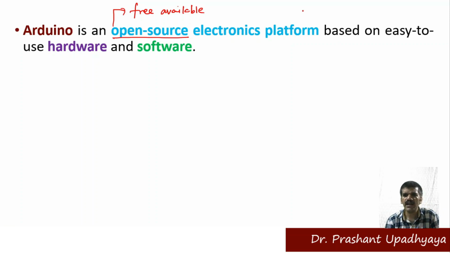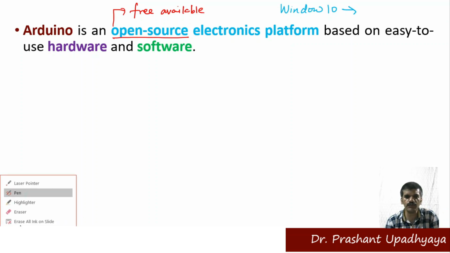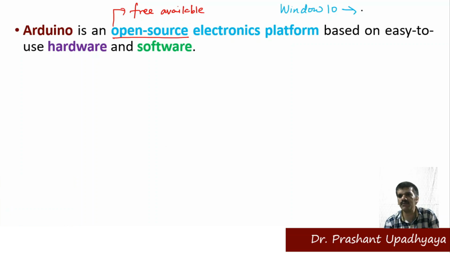Let's say we talk about Windows 10, one of the popular OSes which we are using. So let's take Windows 10 as an example. Is Windows 10 freely available or not? No, it is not freely available. So we can say that whenever we are talking about Windows 10, we have to purchase the license, we have to pay the money for it.